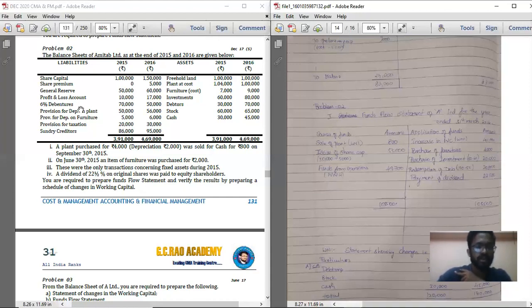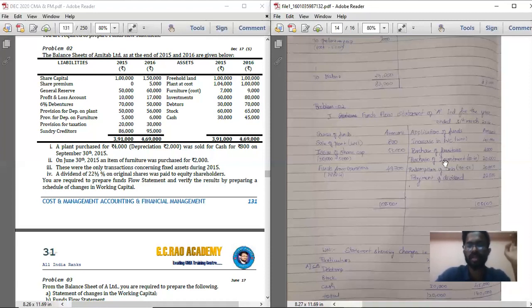Next, profit and loss account. 6% debentures. See, understand it carefully. 6% debentures: opening balance is 70,000, closing balance is 50,000. So there is a 20,000 reduction in 6% debentures, which means you have repaid. That is repayment of debentures of 20,000 rupees. When you are repaying, your cash is going out, your funds are going out. You are applying your funds and purchasing your 6% debentures back.